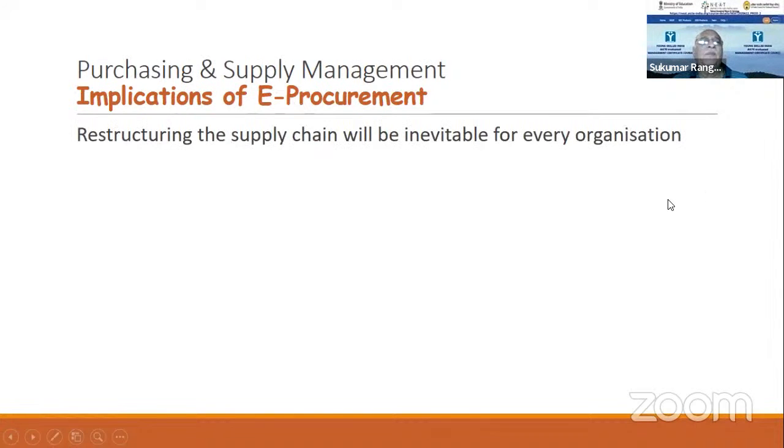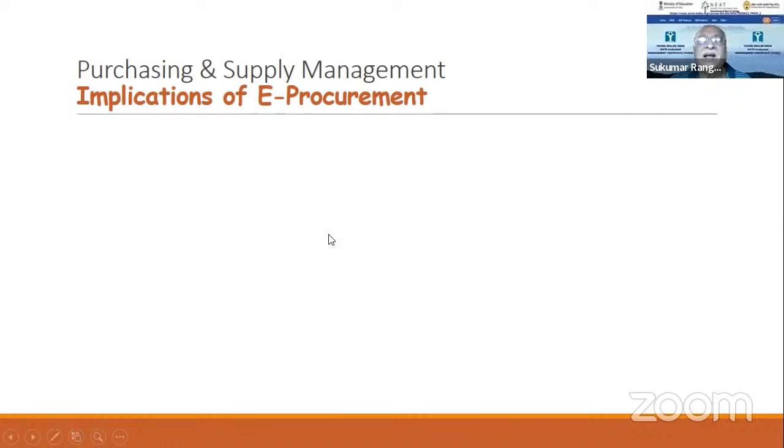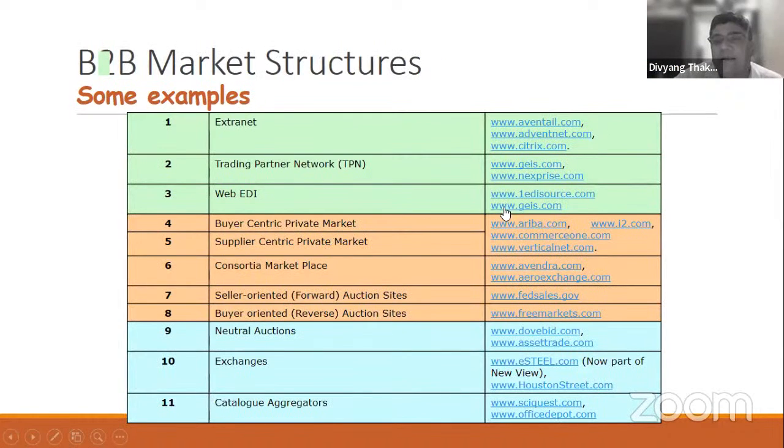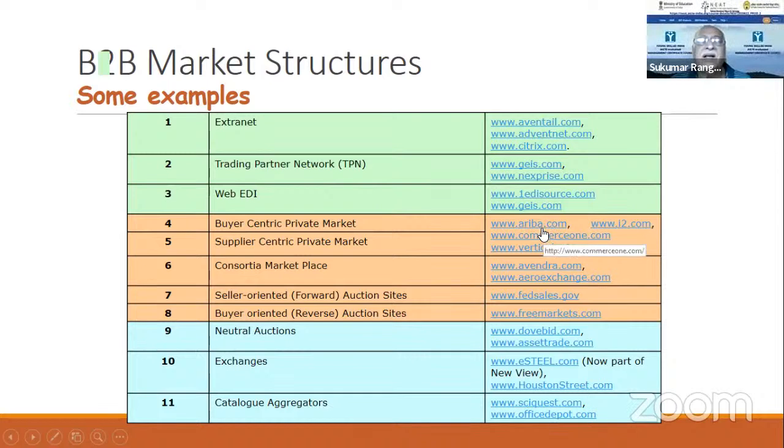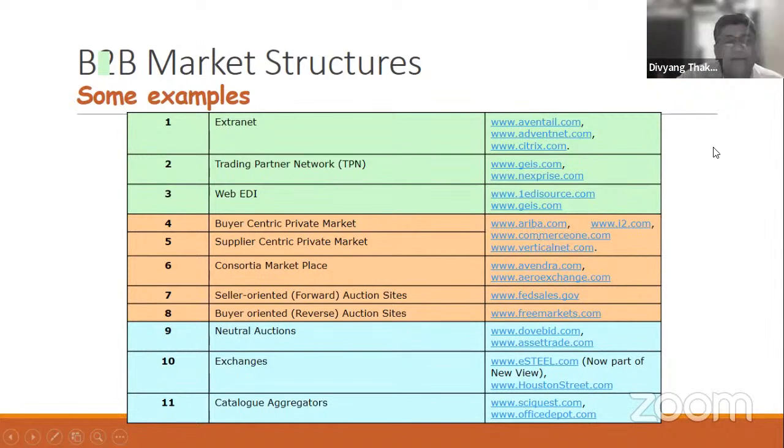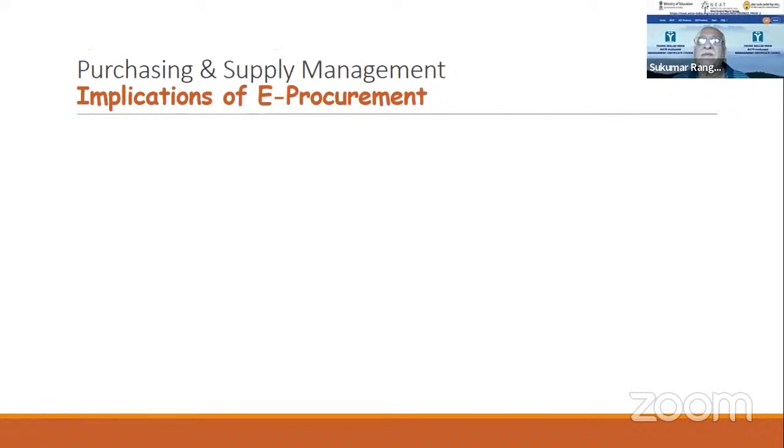Implications of e-procurement, restructuring. Sorry, sir. Hello. Our company is working with Ariba, www.ariba. Last site, Ariba. We are a vendor of one company. They are using Ariba, yes. Ariba is there. Correct? Buyer-centric private market. Yes, Ariba. Yeah, correct. No, there are many of them. So that's why. See, I'll give it to you. You can go through some of these. Sure, sir.